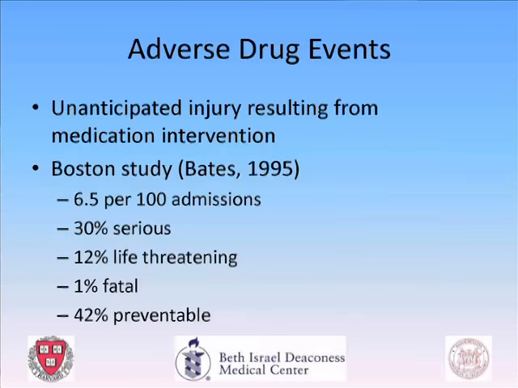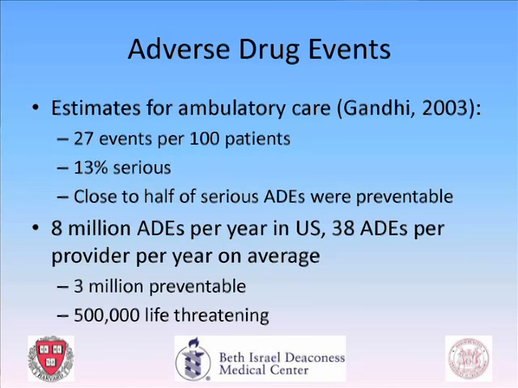How about adverse drug events? Adverse drug events are unanticipated injuries resulting from medication intervention. A study that was performed here in Boston at the top Harvard hospitals found that there are 6.5 adverse drug events per 100 admissions. 30% of these are serious, 12% are life-threatening, 1% is fatal, and the biggest news is that almost half of them are actually preventable. How about in clinics, in ambulatory care? The numbers are roughly the same. 27 events per 100 patients seen in clinic. 13% of these adverse drug events are serious, and close to half of the serious adverse drug events were preventable.